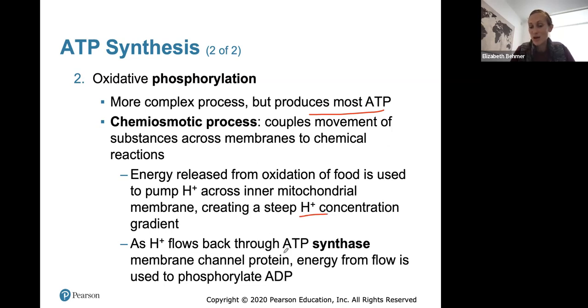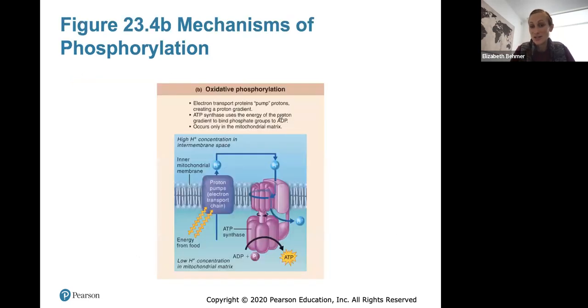flows back through a protein carrier called ATP synthase, this energy from that flow is used to phosphorylate ADP. But again, phosphorylating ADP just means adding an extra phosphate group to adenosine diphosphate to create ATP. And in oxidative phosphorylation, in the presence of oxygen, we can produce the most ATP, and this occurs in your electron transport chain, as shown here.